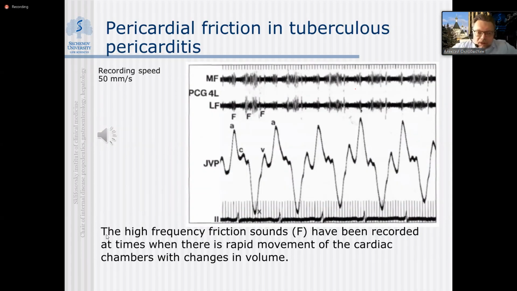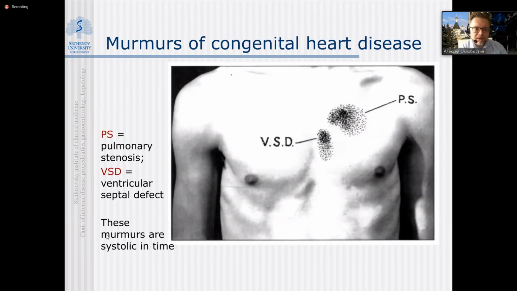Pericardial friction may be seen in patients with pericarditis. In that case, there may be changes in venous pressure. There will be elevation of pressure in general, and on that background, there will be deepening of the X wave, of filling of the atrium. But I think we'll rather discuss that when we talk about the venous pulse.